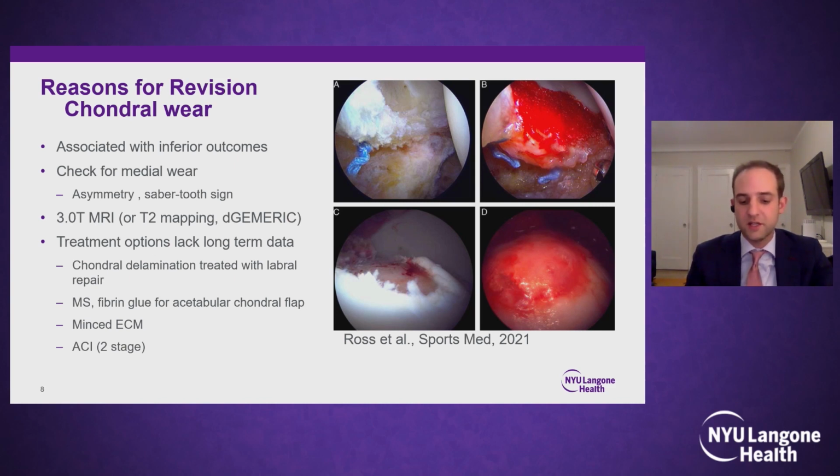Newer imaging techniques can potentially help with diagnosing chondral defects, but are of limited availability. These would be like T2 mapping MRIs or dGEMRIC MRIs. And like other areas of sports medicine, as Graham discussed, treatment options for chondral defects are challenging and they're based mostly off knee literature at this point. However, options have been investigated, which include labral and chondral flap repair, so actually repairing the labrum and the cartilage together, minced extracellular matrix, and autologous chondrocyte implantation.